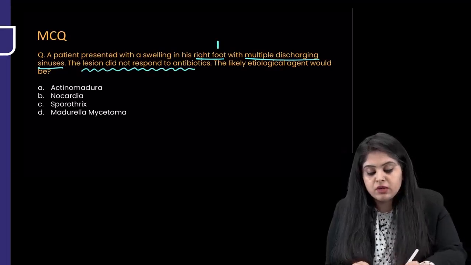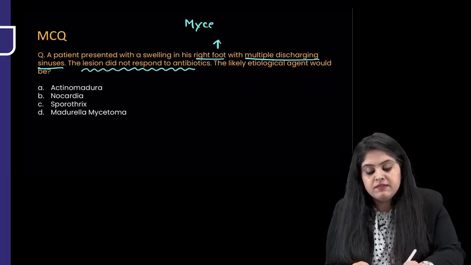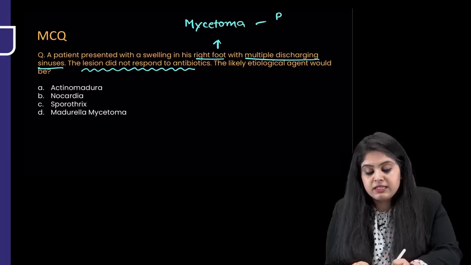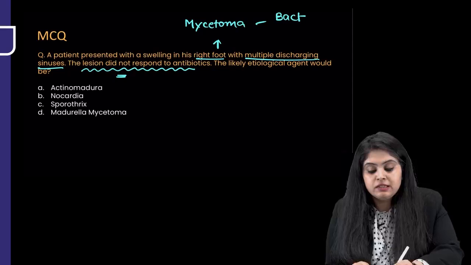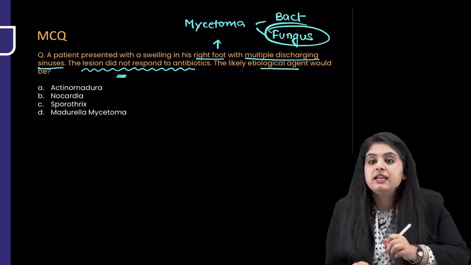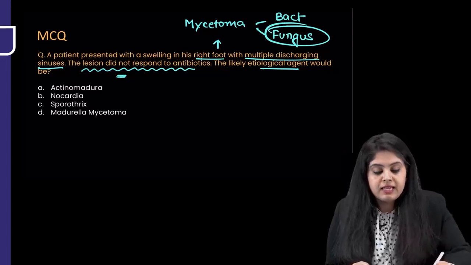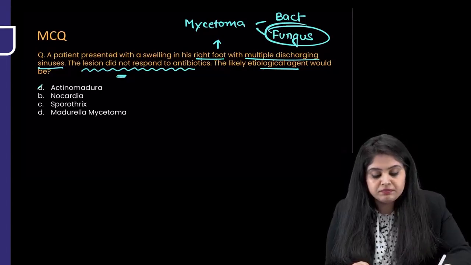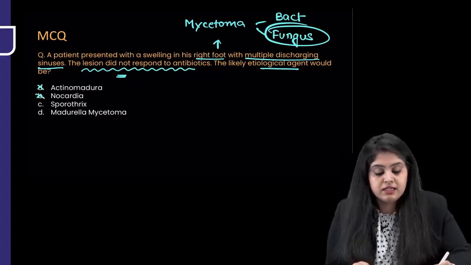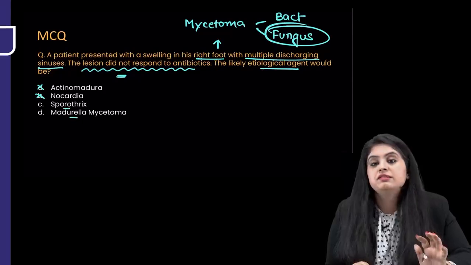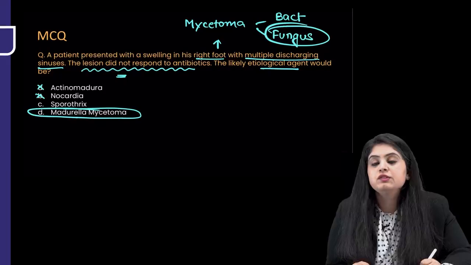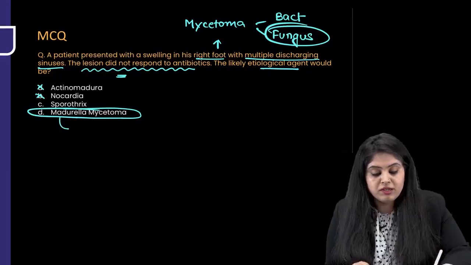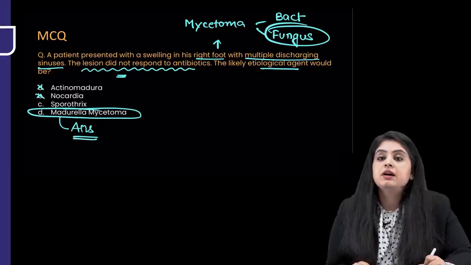So I know that when I'm talking about a mycetoma, either they will be giving me a history related to a bacteria. If it would have been a bacteria, it would have responded to antibiotics. Here it did not. This means the cause is the other one, that is the fungus. So now if they ask me what is the likely agent, I have to pick up the fungus over here. Actinomadura is a bacteria. Nocardia is a bacteria. Sporothrix and Madurella mycetomatis are fungus. But which of them is famous for causing mycetoma out of these is obviously going to be Madurella mycetomatis. So that is the answer that I will pick up over here.